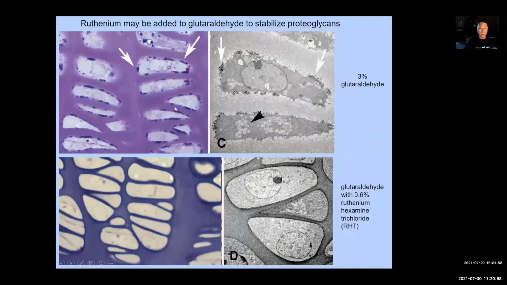Here is cartilage fixed in 3% glutaraldehyde. Here's the electron microscopy. And here you'll see that the cells are shrinking away from the matrix. There's a precipitate on the surface. The edges of the chondrocytes are rather ragged, and you can see that they've pulled away from the matrix.